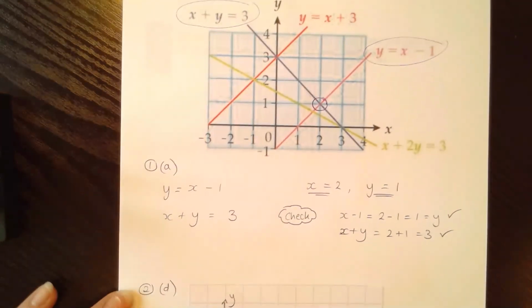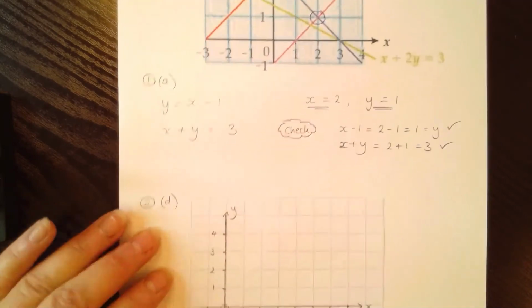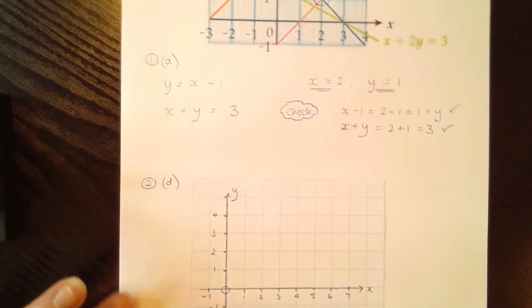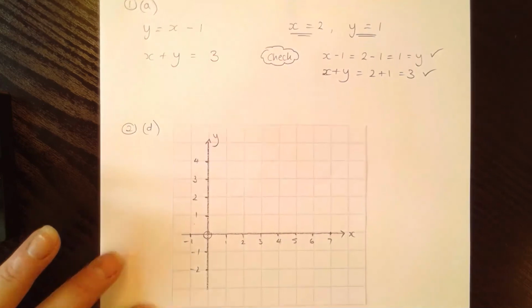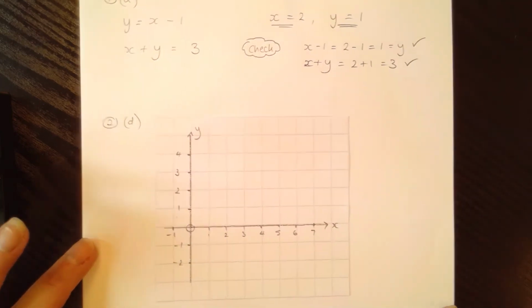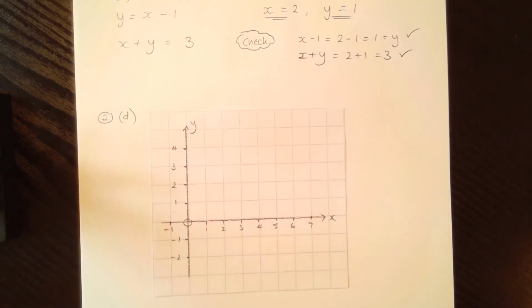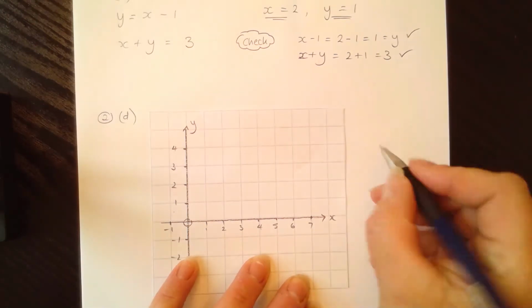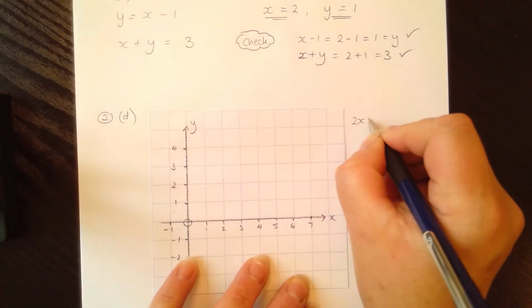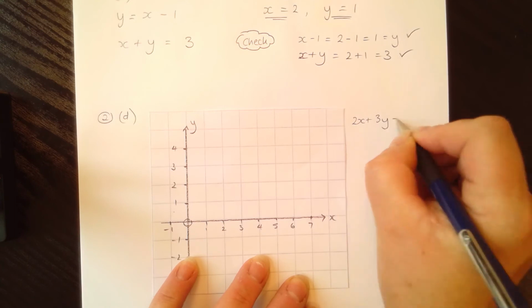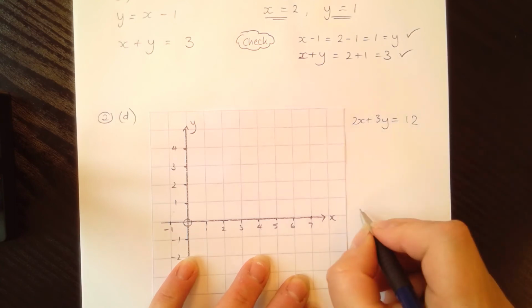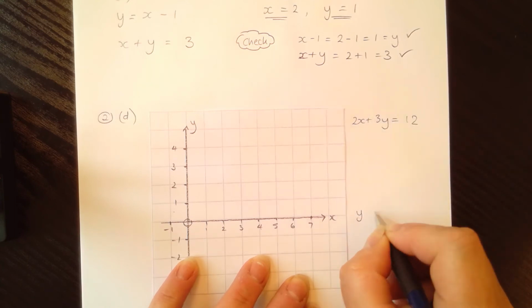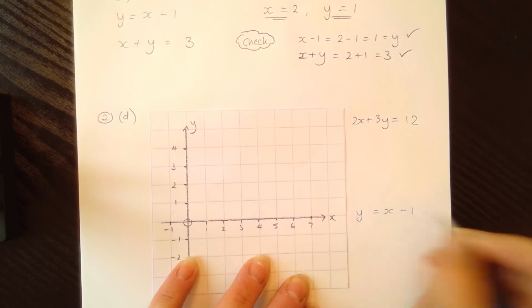On question 2, I would like you to do 2a and b only. So I'm going to do 2d as my additional example. So 2d says plot your own graphs in order to solve, and then my equations are 2x plus 3y equals 12 and y equals x minus 1.